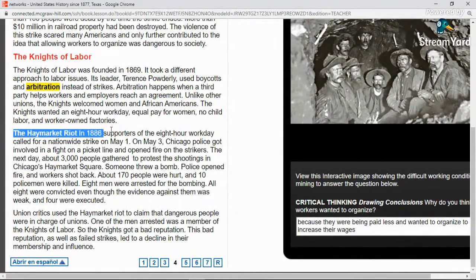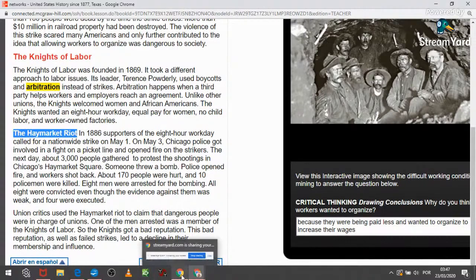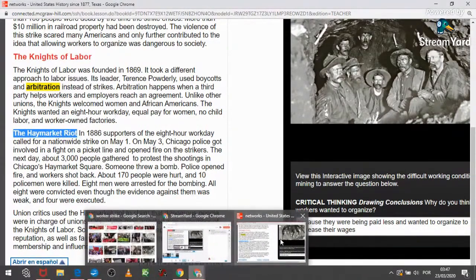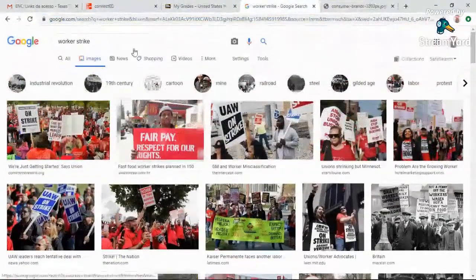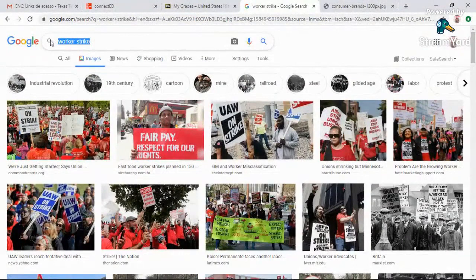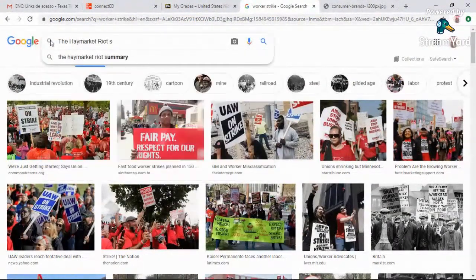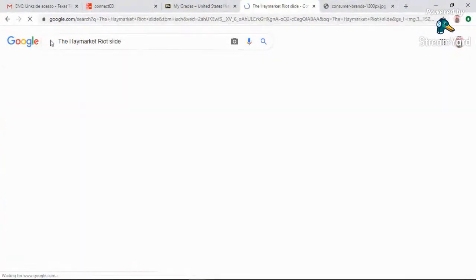I would also take a note here on the Haymarket Riot, which, if you want to know what that is, again, I suggest you go on Google. I don't know why that opened. And you can look at that slide.